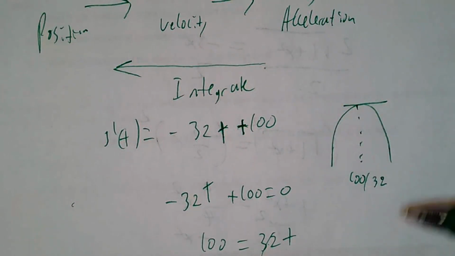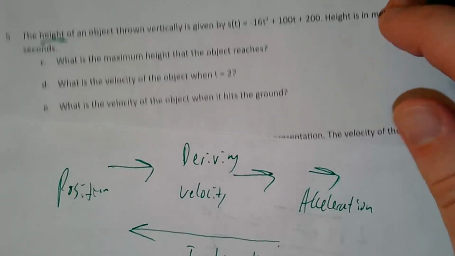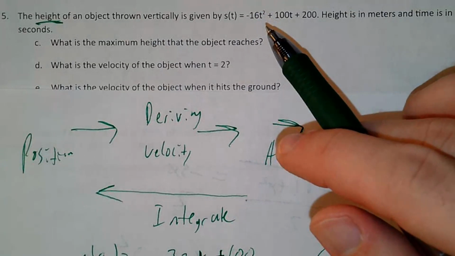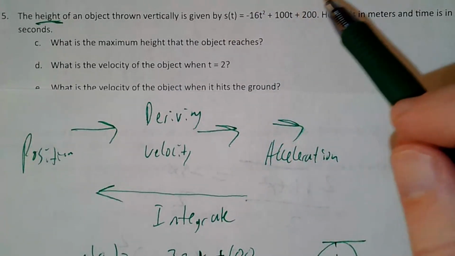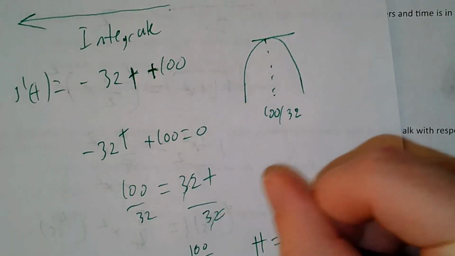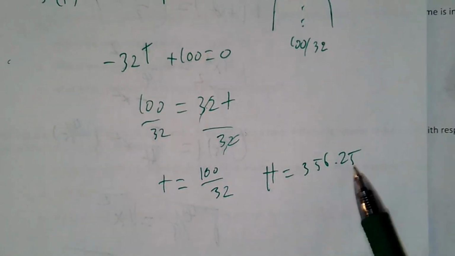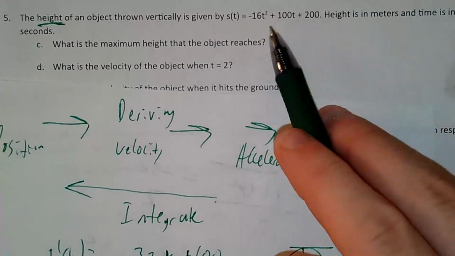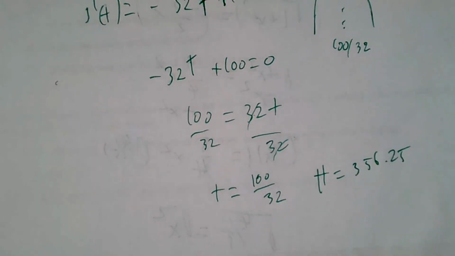So when you plug that in, this does not go into velocity, this goes into the original. When you plug in 100 over 32 into this equation here, you're going to get 356.25. So again, if you're wondering where I got this 356.25, you take the 100 over 32, you plug it into this right here, and that'll get you the 356.25.